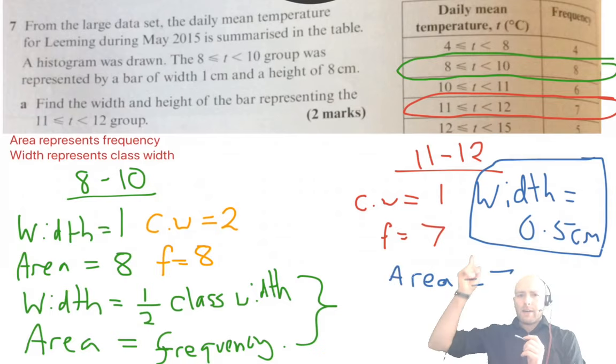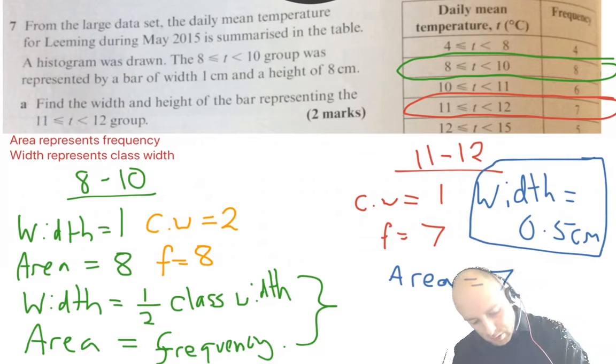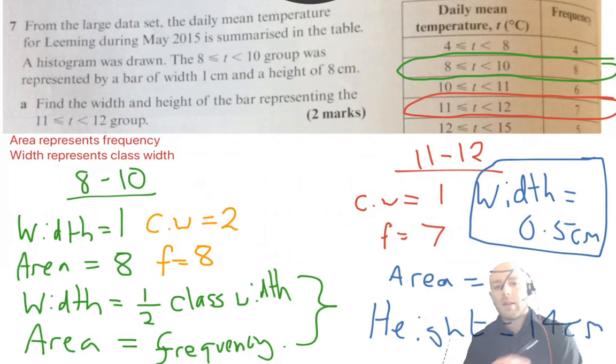So if the width is a half, and the area is 7, the height needs to be 14, because 14 times a half is 7. So my height is 14 centimeters. And that's it, then we're done.